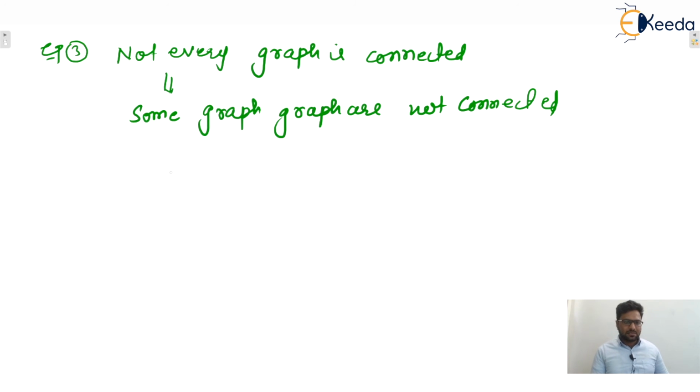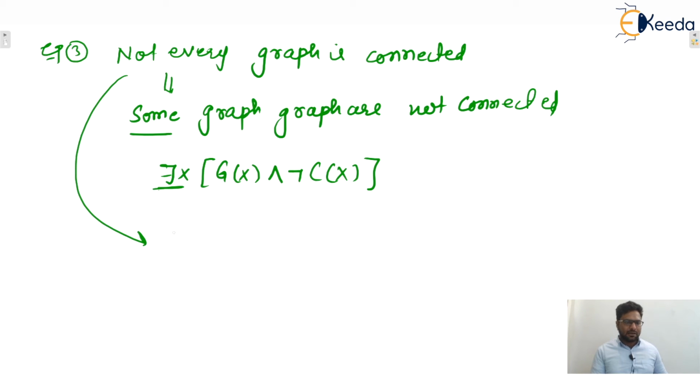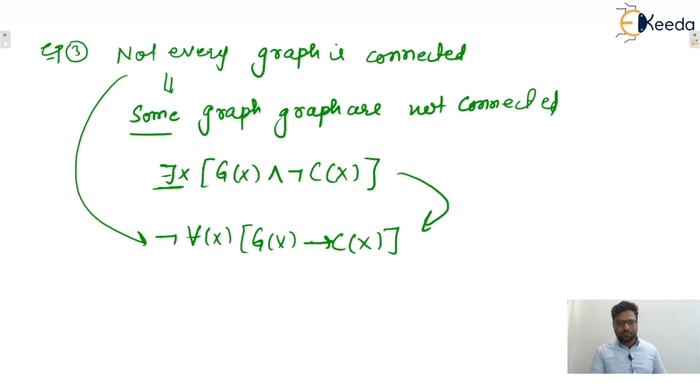So we can say that there exists x. Some means there exists. If it is graph, then we use the and operator, because if there exists is there, then we use and. Then it is not connected. Or we can directly write it like that, not for every x, if it is graph implies it is connected. Both are equivalent statements. You only tell me both are equivalent.